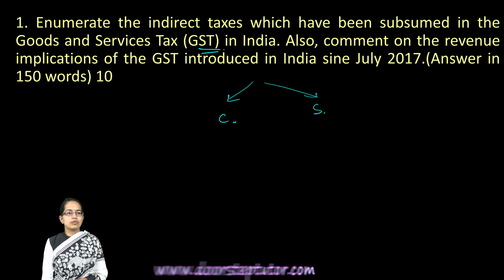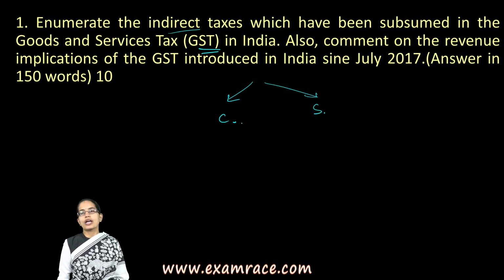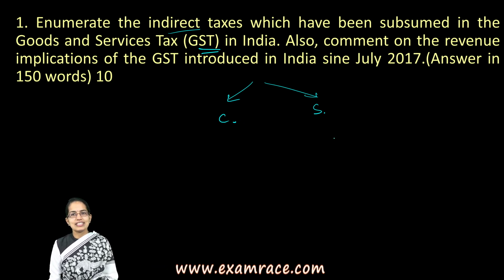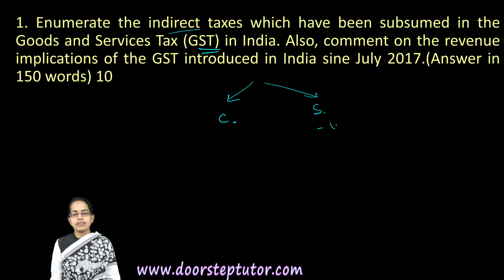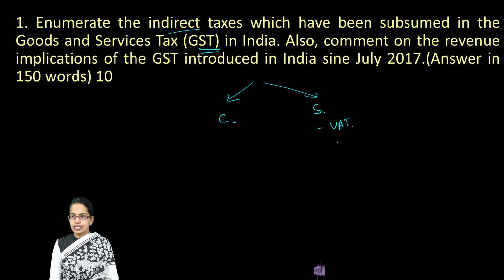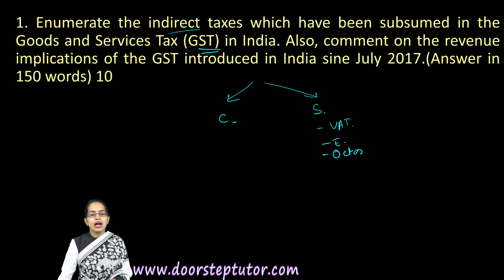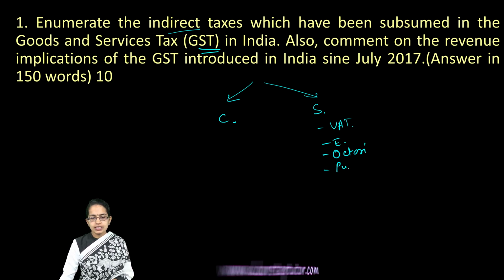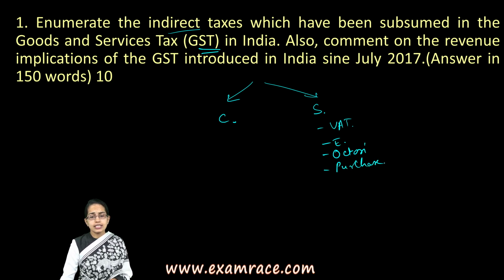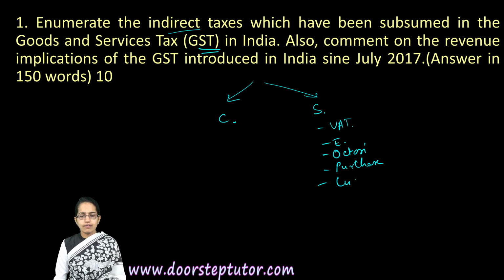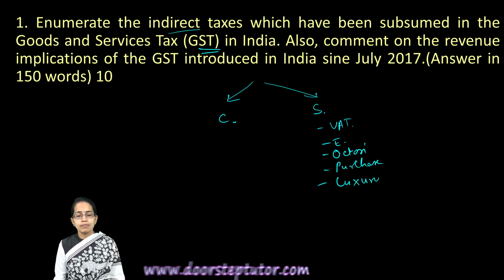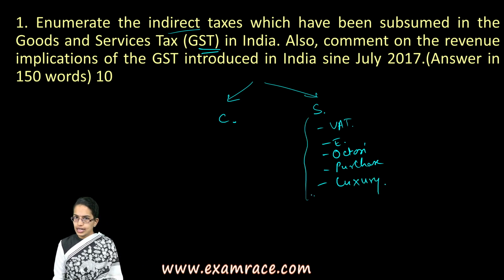So you have to enumerate the list of indirect taxes, so you can classify them as collected by center and collected by state. For the state, we can say it's VAT, value added tax. Then you have the entertainment tax, octroi duty, the purchase tax, luxury tax. Then you have taxes on lottery. All those come under the state tax.